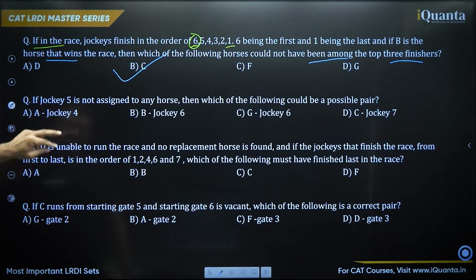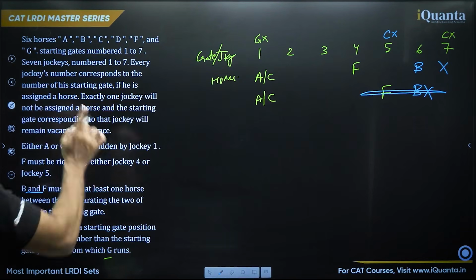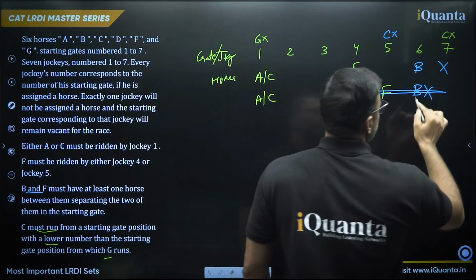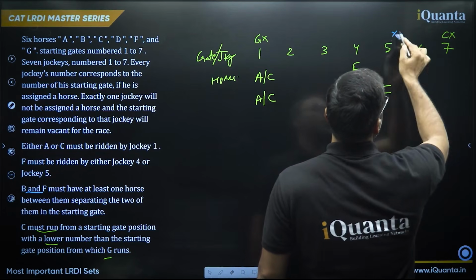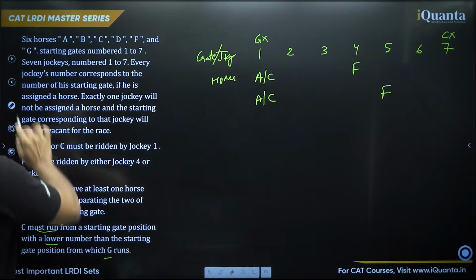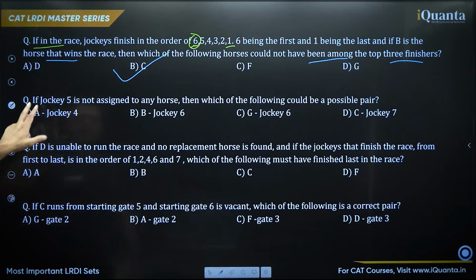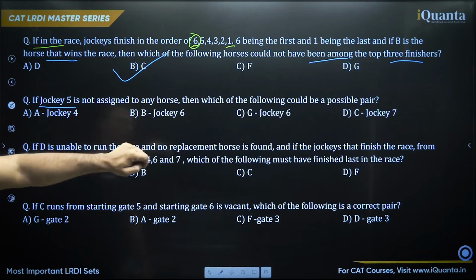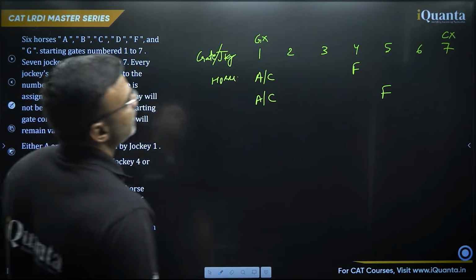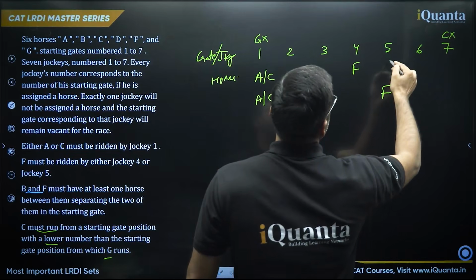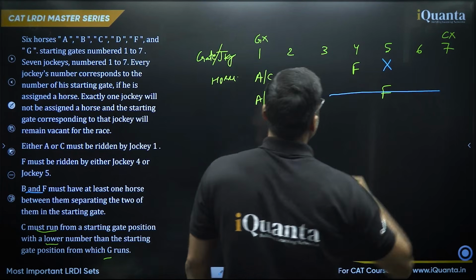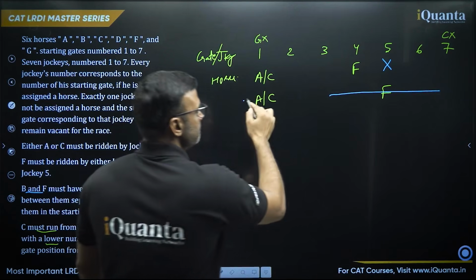Okay. Now let's look at the next question. Before going to the next question, I have that privilege, so I'll remove everything that I wrote in blue, since it was only for the previous question. Now, the second question, what does it say? If jockey 5 is not assigned any horse, then which of the following would be a possible pair? Jockey 5 is not assigned a horse. So if it is not assigned a horse, that means this case is invalid. That's good, no? So only one case.